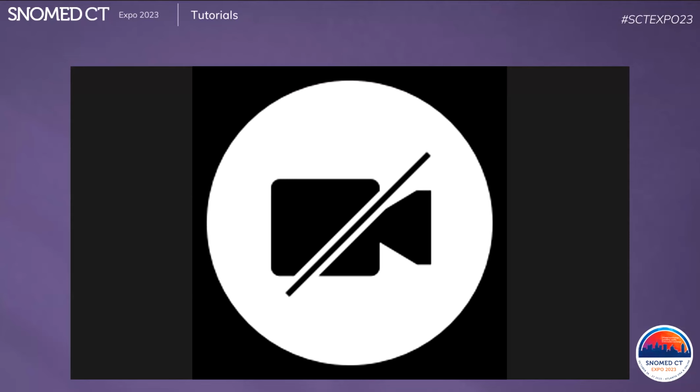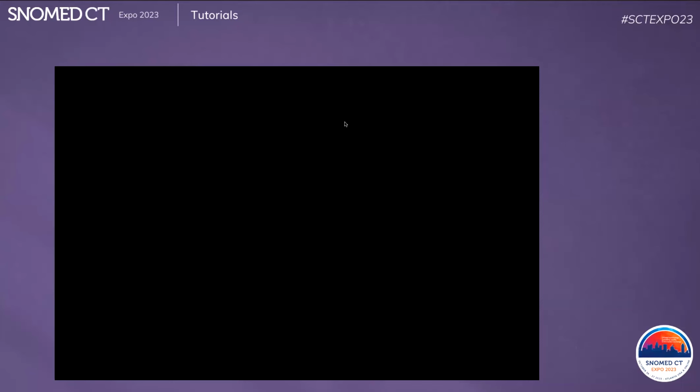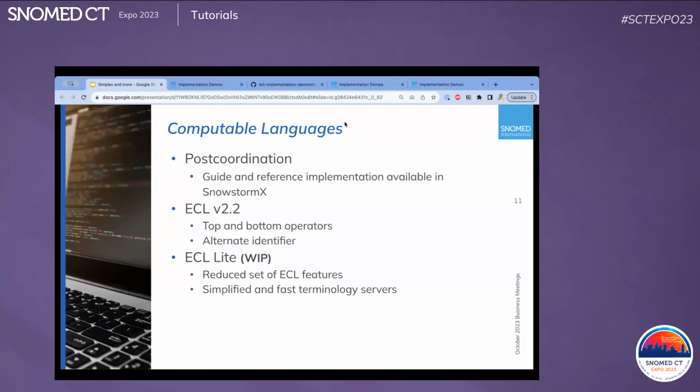Continuing on the theme of our implementation update, I wanted to talk a little bit about what we're doing with computable languages. I guess there are three areas in computable languages that the implementation team are supporting. Anne mentioned the post-coordination earlier. Now, we produced a post-coordination guide. I think it was in April, wasn't it? We've been working for a long time, at least a year, with the computable languages working group.